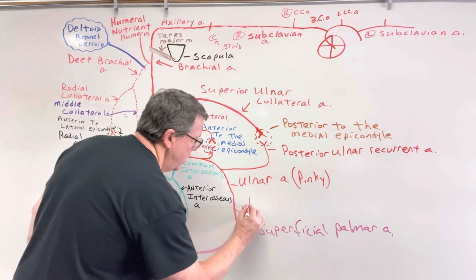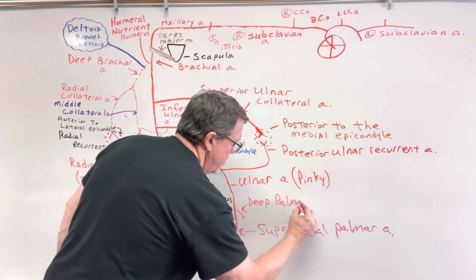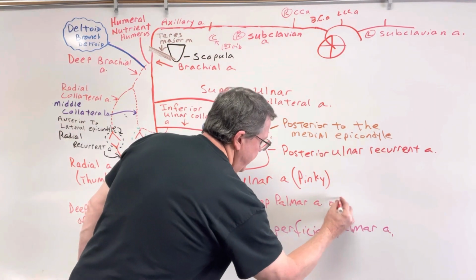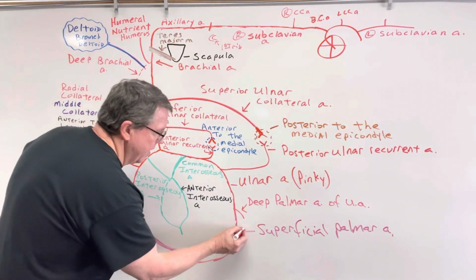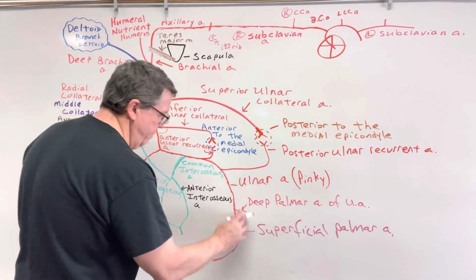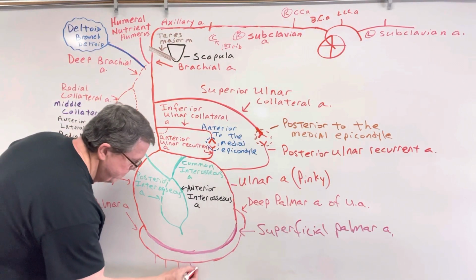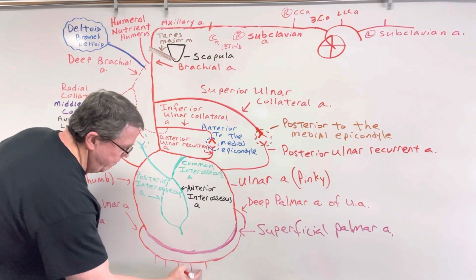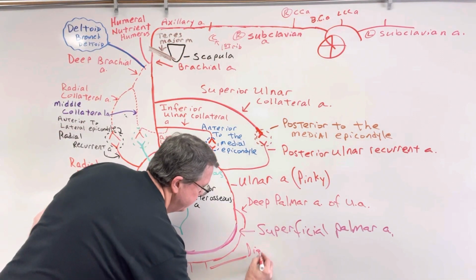And then over here I'm going to have a deep palmar artery of the ulnar artery. UA stands for ulnar artery. So this is now going to come and form onto there. So they're going to make a little circle that goes around there. Then coming off of here, we got 1, 2, 3, 4, 5. We're going to call these the digital arteries.